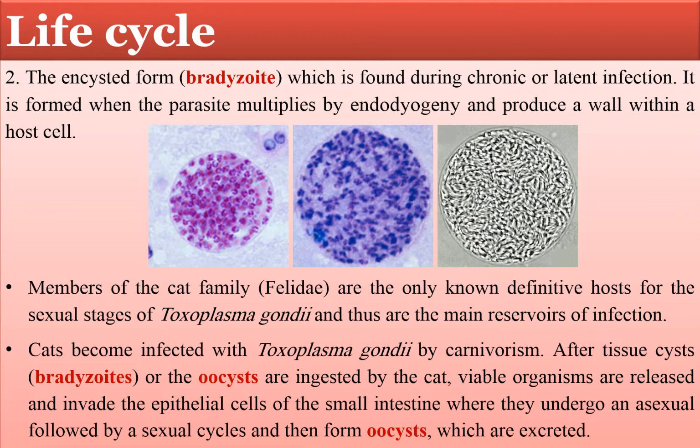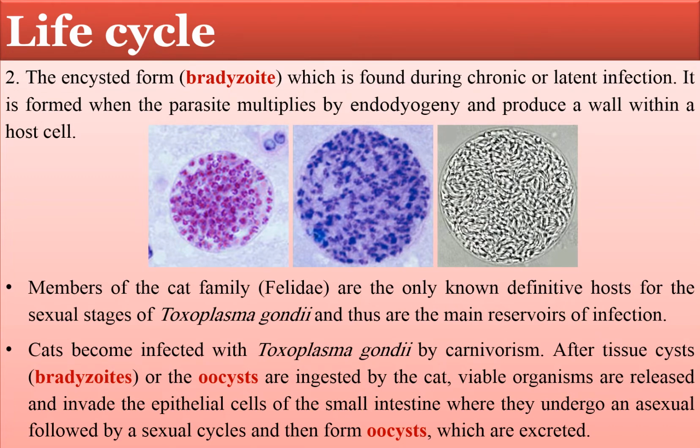Members of the cat family Felidae are the only known definitive host for the sexual stages of Toxoplasma gondii and thus are the main reservoirs of infection. Cats become infected with Toxoplasma gondii by carnivorism. Carnivorism means أكل اللحوم.